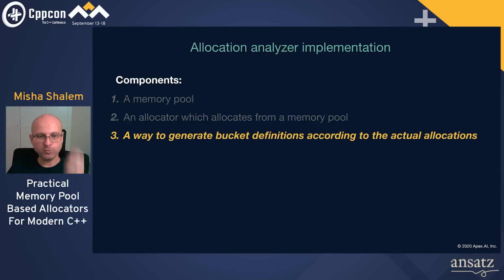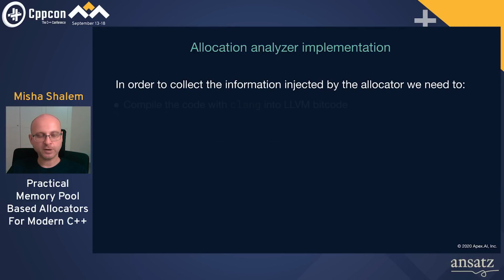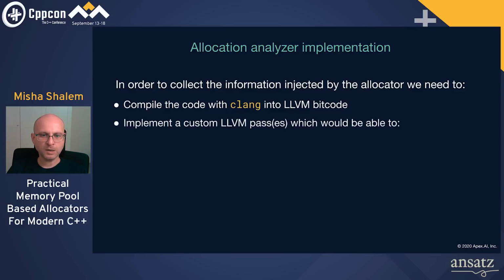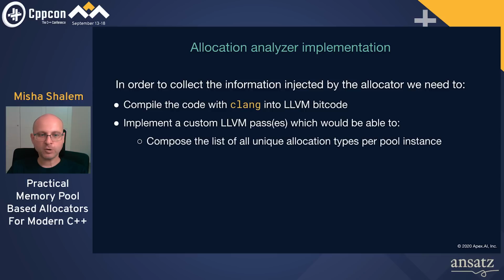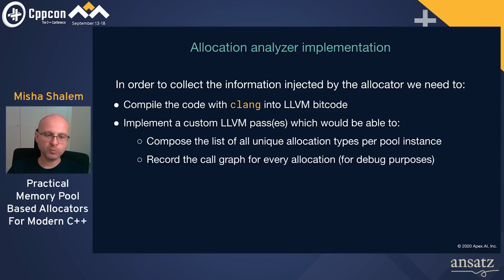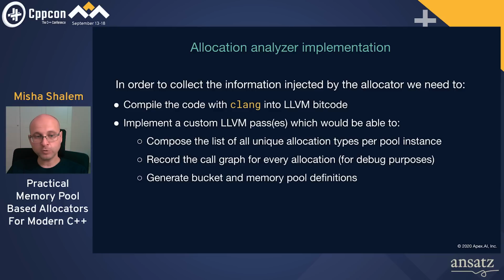Now we only need a way to generate bucket definitions according to the actual allocations, right? In order to do that, we are going to compile the code with Clang into LLVM bitcode because it's so easy to analyze and so easy to work with. We will implement a custom LLVM pass, or multiple passes, which would be able to compose the list of all unique allocations per pool instance. We want this information for every pool instance. And we would want to see the call graph for every allocation for, again, debug and general insight purposes. And we would want to automatically, if it's possible, generate buckets and memory pool definitions.